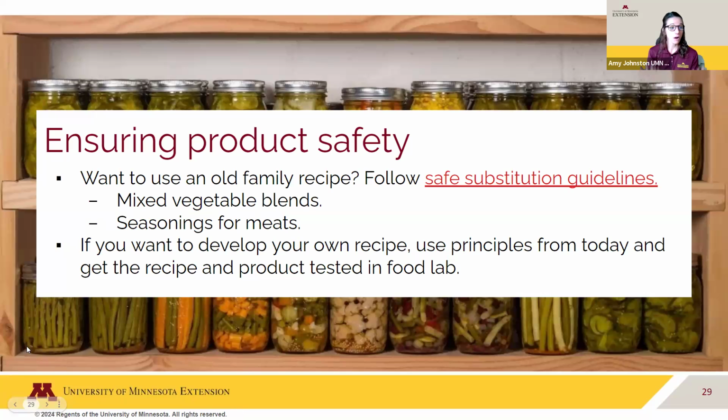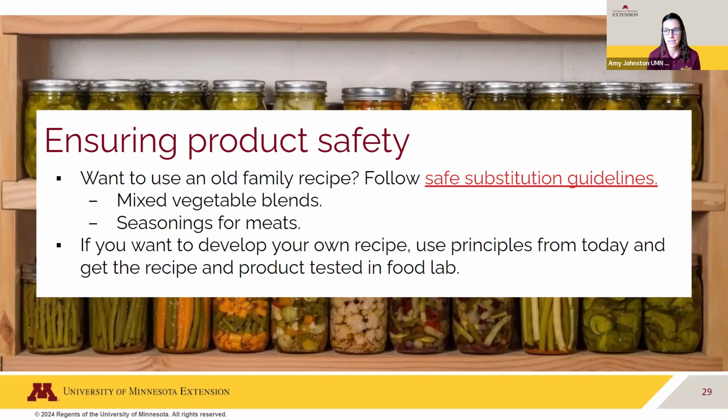So again, while there are a lot of research-based tested recipes out there, what if you have that family recipe that's been passed down from generation to generation, or you want to create your own? The simplest way is to follow the safe substitution guidelines. For example, you can adjust herbs or spices. You can do a mixed vegetable blend, or you can add some different seasonings to meats that you're going to be canning. Julie's going to share in the chat a guide to making safe substitutions.